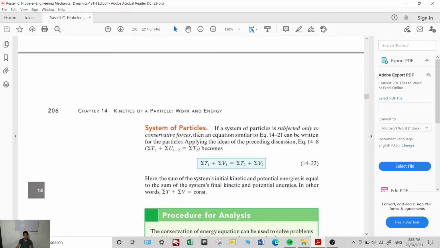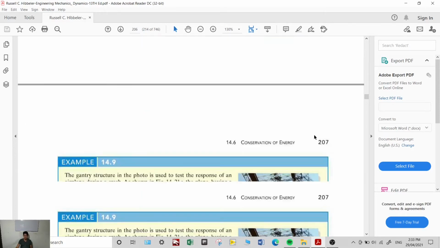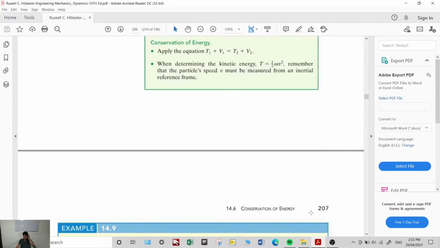If there is more than one particle involved, you just get the summation of these particles' kinetic and potential energy at point 1. This is just equal to the summation of the kinetic and potential energy at point 2. Okay, so let's have an example.